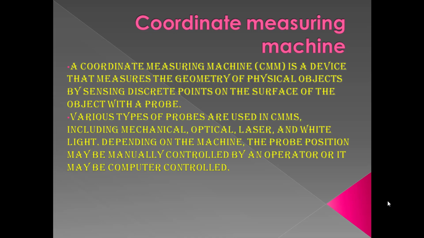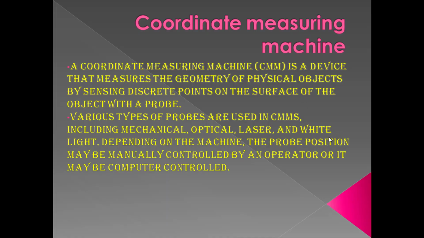Various types of probes are used in CMMs, including mechanical, optical, laser and white light. Just as I said, there are many different things like mechanical, optical, laser and white light. These are the major sensors that are used for measuring the physical object.